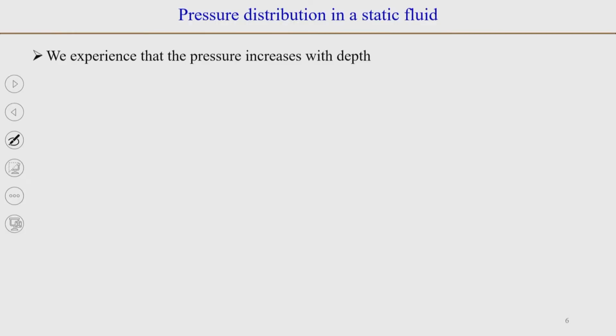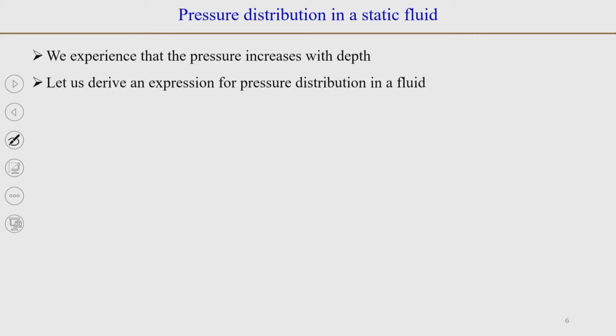So, now we will look at the relationship that we have known for quite some time, that P is equal to rho g h, where h is depth in the fluid. So, we know that the pressure is proportional to h, where h is depth. So, P is equal to rho g h, it increases with depth. So, let us derive this expression for pressure distribution in a fluid.